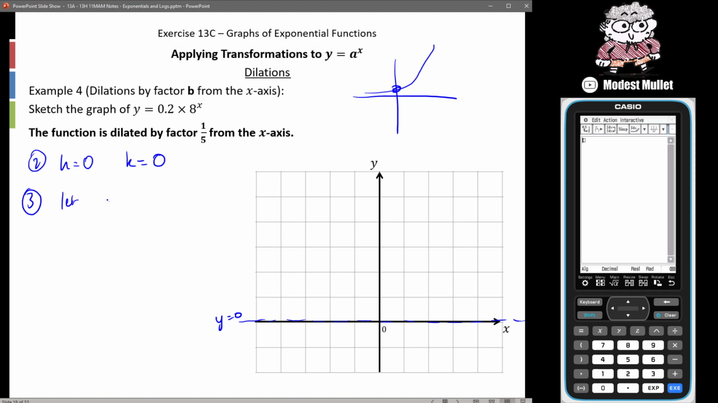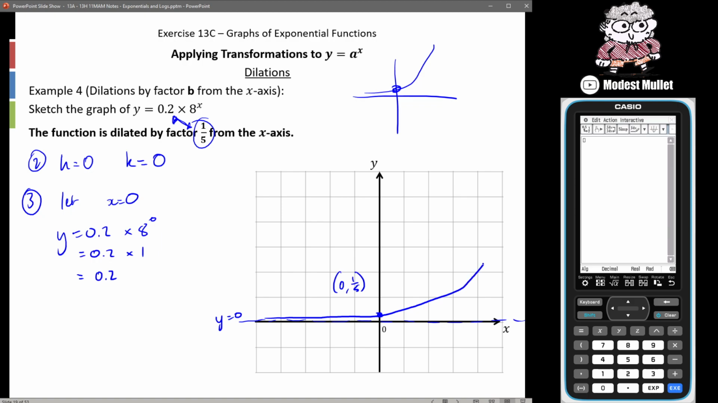So we're going to let x equal 0. So we get y is equal to 0.2 by 8 to the 0, which is equal to 0.2 by 1, which is equal to 0.2, or as it says up here, 0.2 is the same as 1 on 5. So our intercept is actually there, which is 0.1/5. So we get something like that, and the whole graph is flattened out.